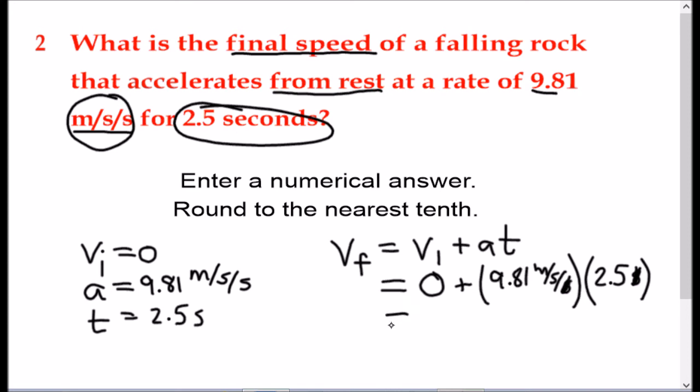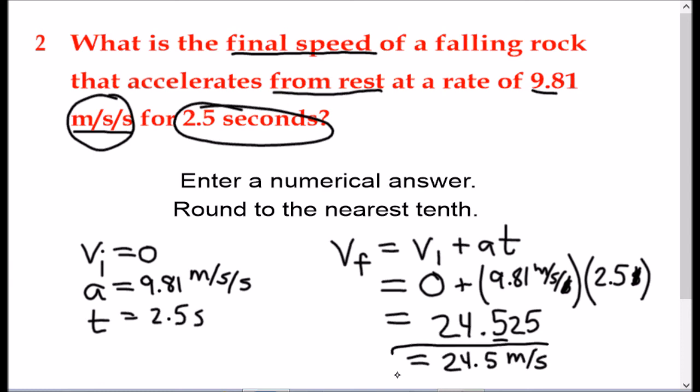So now all I'm going to do is just calculate this with my calculator and find out what I get. When I do that, I get 24.525. Up here I told you to round to the nearest tenth, so this is the tenth. 25 is going to round down, so this is just going to be 24.5 meters per second. So what I just found here was that if something accelerates at that rate for that much time, this is going to be how fast it's going after that time.